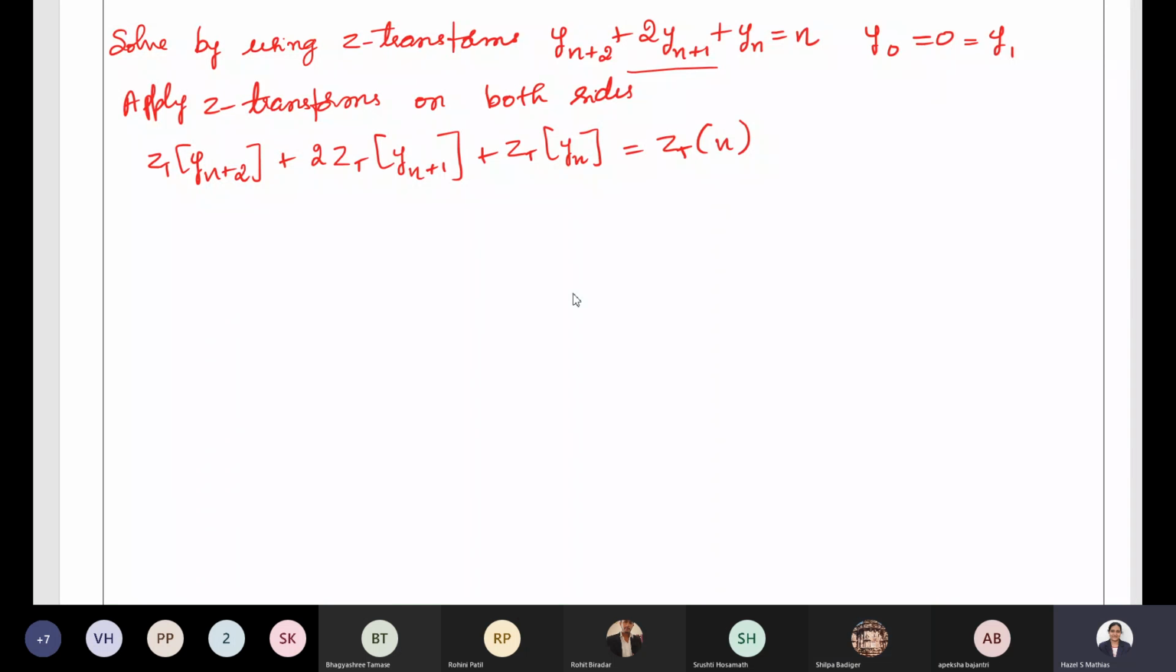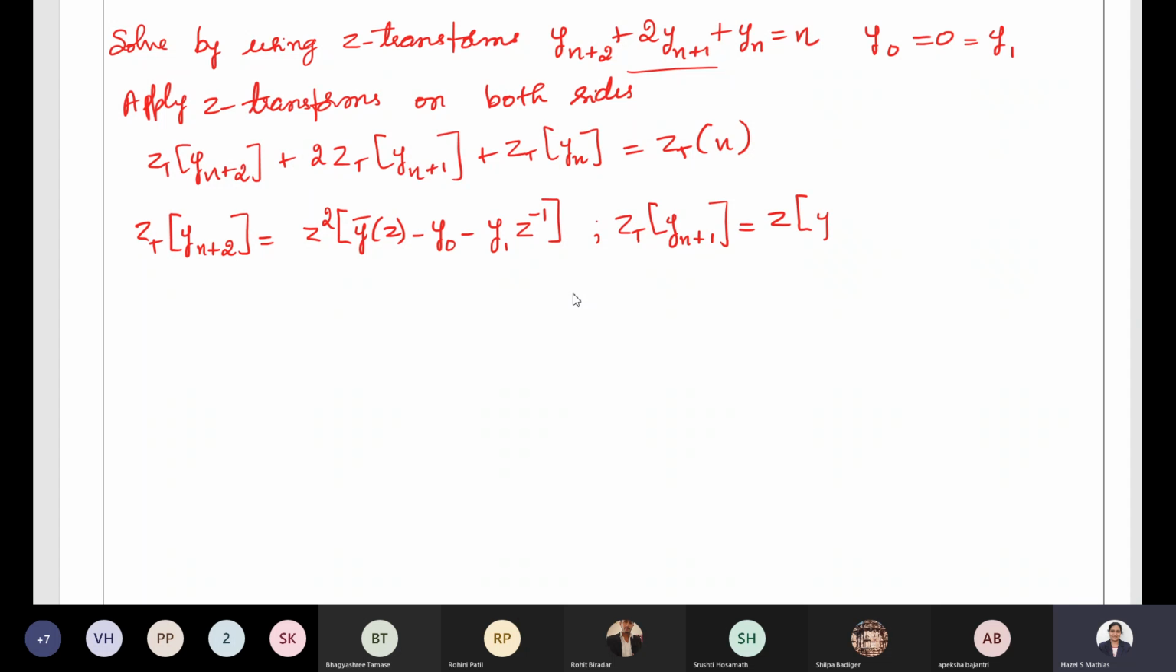Okay. Then you are supposed to remember these formulae. What is Z transform of y(n+2)? It is Z square into y bar of Z minus y0 minus y1 into Z power minus 1. Then Z transform of y(n+1) is Z into y bar of Z minus y0. Then we know Z transform of y(n) is y bar of Z. So these things we need to remember, and let's substitute in the equation 1.